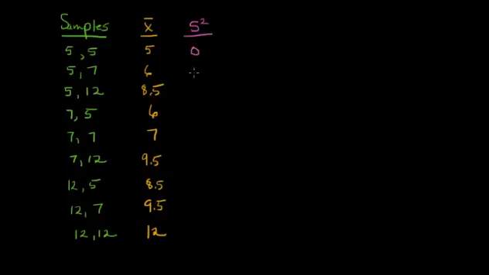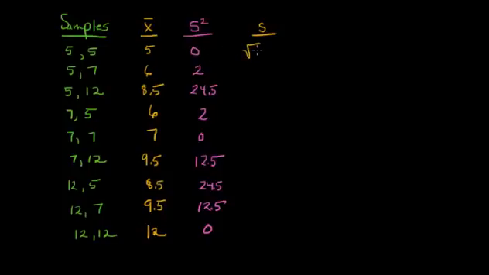We had 0 and 2 and 24.5, 2 and 0 and 12.5, 24.5, 12.5, and 0. Okay, so this is going to be easy for us to calculate our sample standard deviations because we will just take the square root of s squared.